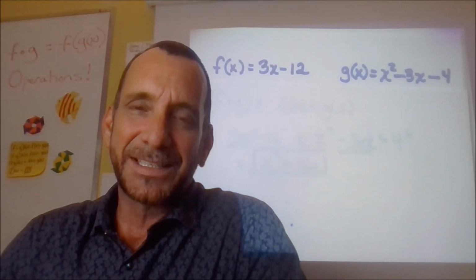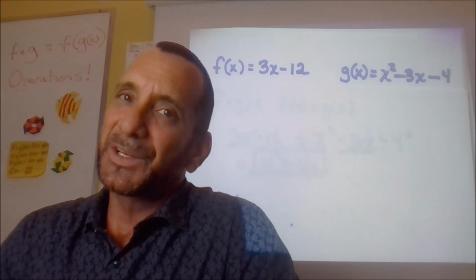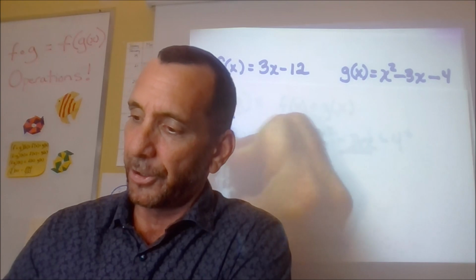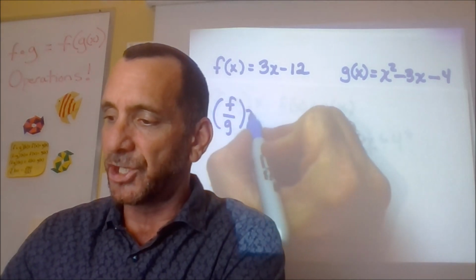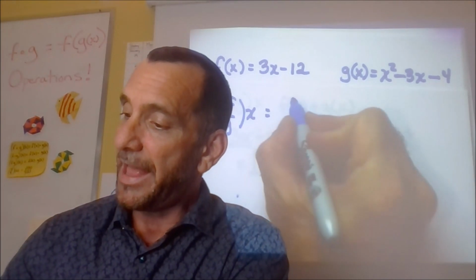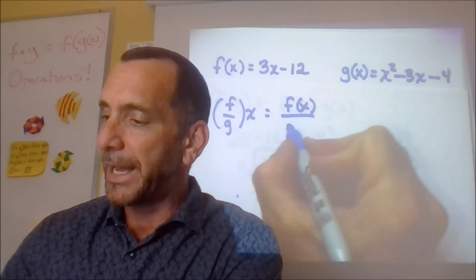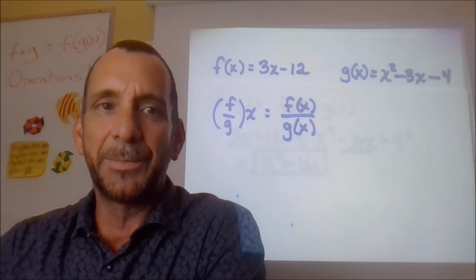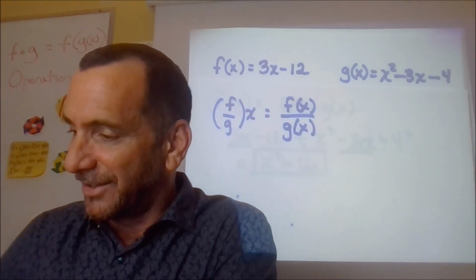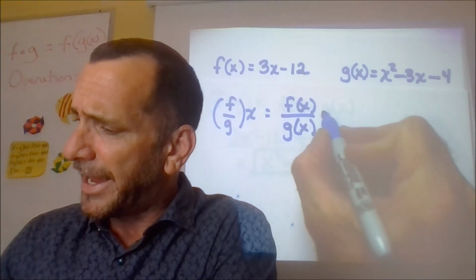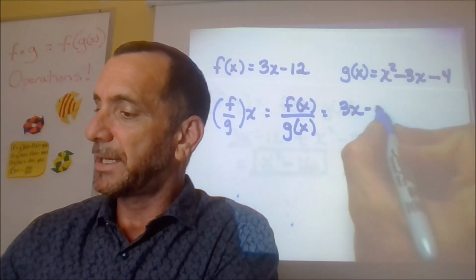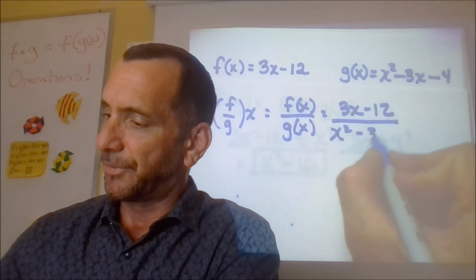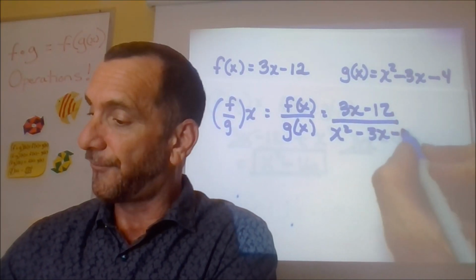Well, we've done add, subtract, multiply. Might as well do divide. So here we go. f divided by g of x is f of x divided by g of x. This one takes a little bit of ingenuity and maybe some factoring. So let's do it. f of x, 3x minus 12 over x squared minus 3x minus 4.